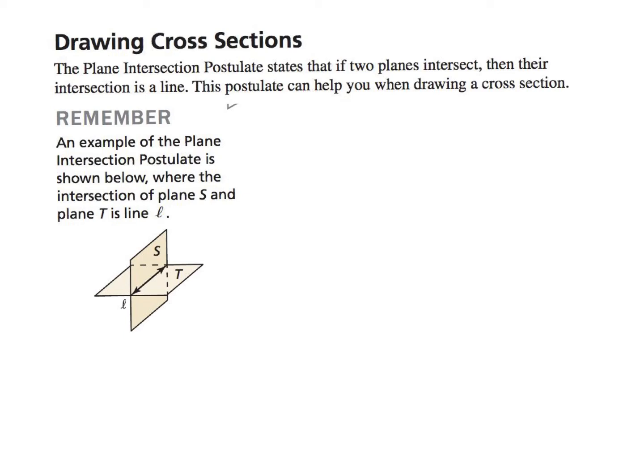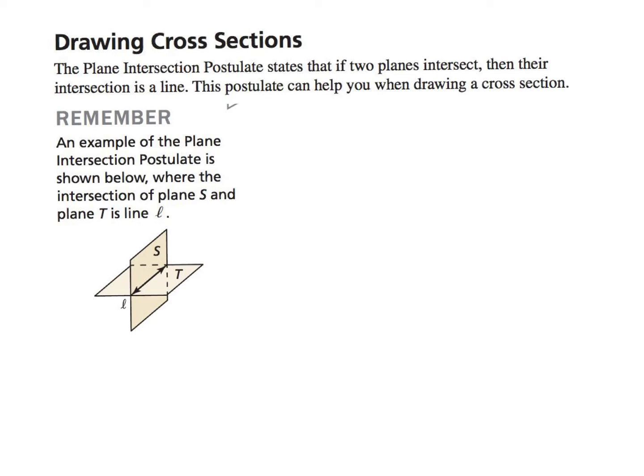All right, now we're going to get into drawing cross sections. Before we start, I just want to go over two different postulates, which you guys learned, goodness, probably in Math 1 and 2. So it's been a while. But this first piece says, the plane intersection postulate states that if two planes intersect, then their intersection is a line. It can help you in drawing a cross section.